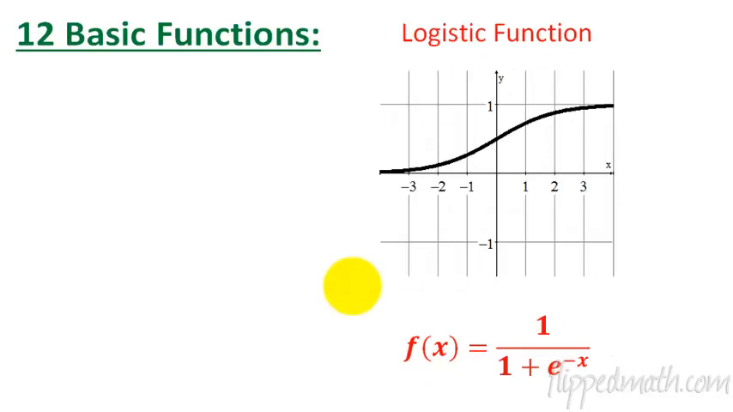Now, logistic function. This last one here, it's kind of a crazy equation down here. F of x equals 1 over 1 plus e raised to the negative x. Okay, so it's kind of a long one. But this one has 2 horizontal asymptotes, which is kind of crazy. You don't usually see that very often, horizontal asymptotes where you have two of them.